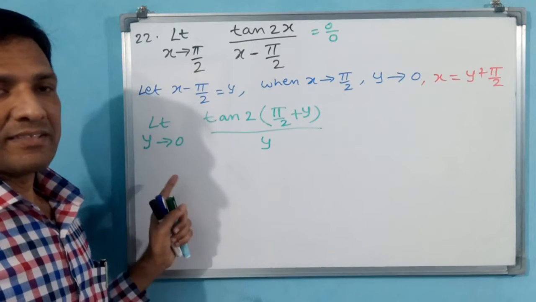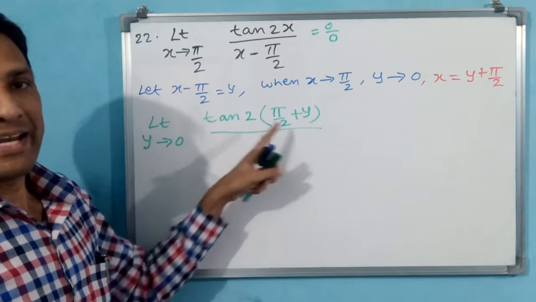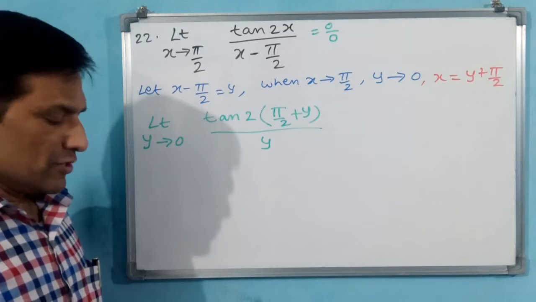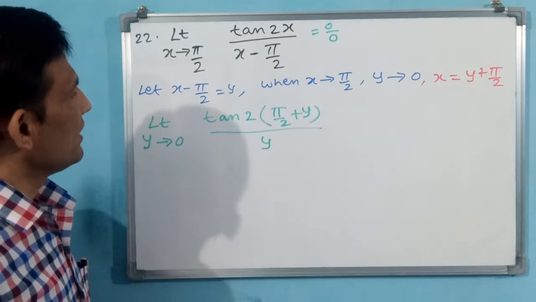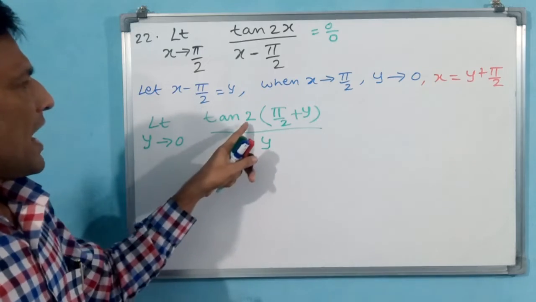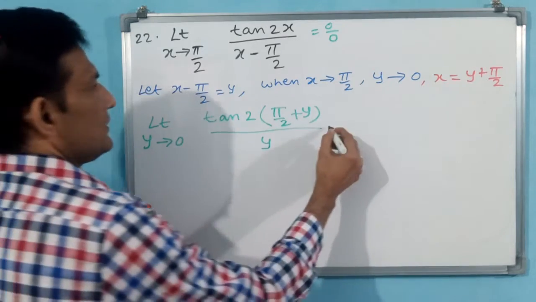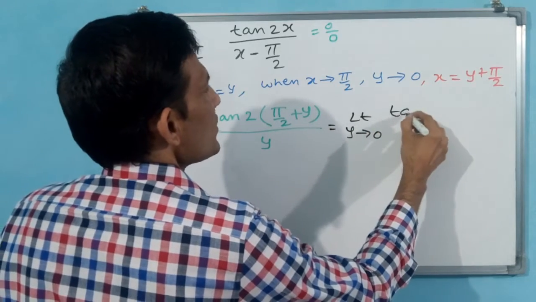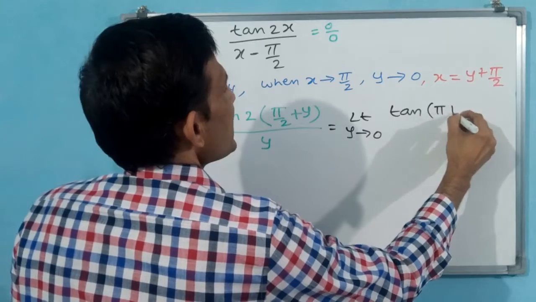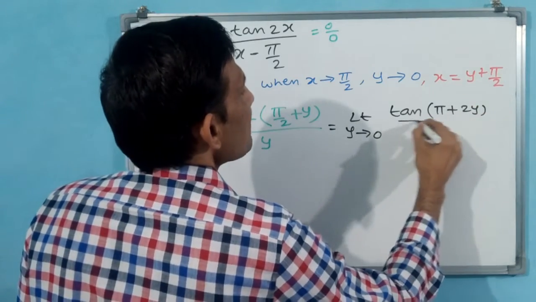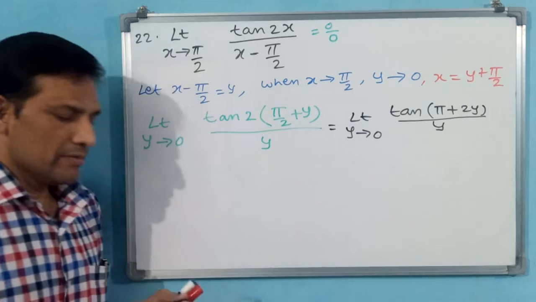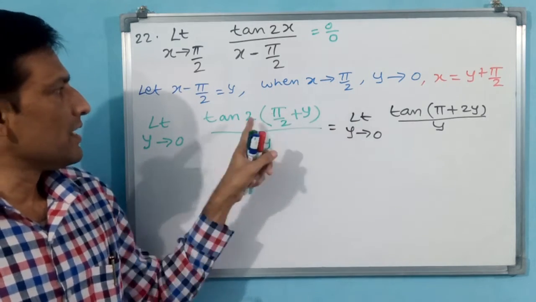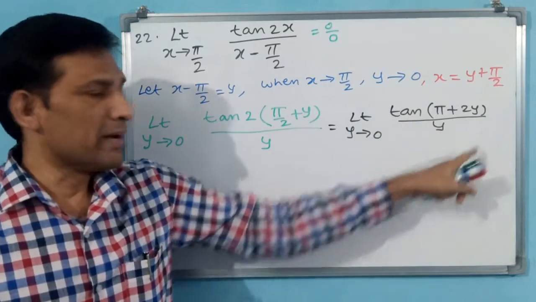See, why I have written like this? I want to make it into the limit x tends to 0 of tan x by x form. If that comes, automatically I can write 1. I can avoid 0 by 0 or something like that. Now I am sending the 2 inside. Limit y tends to 0, tan of 180 plus 2y divided by y. Is it okay? First you see. Why? Because if you send 2 inside, the 2 gets cancelled with pi by 2 and pi will be there, and 2y will become.